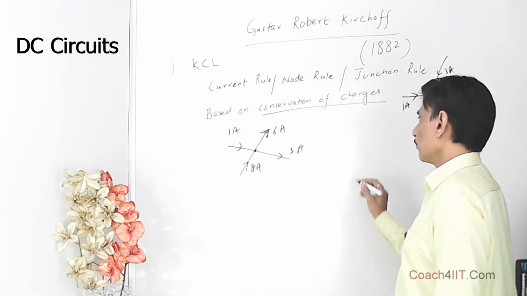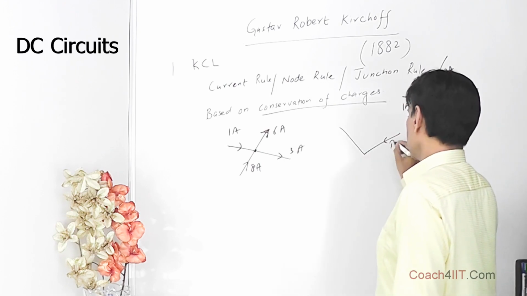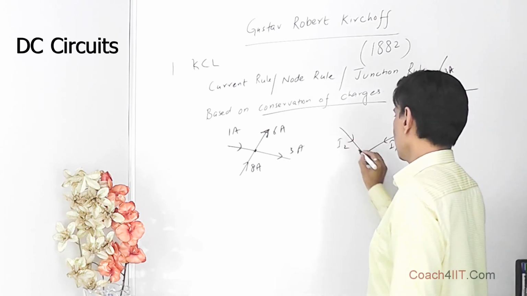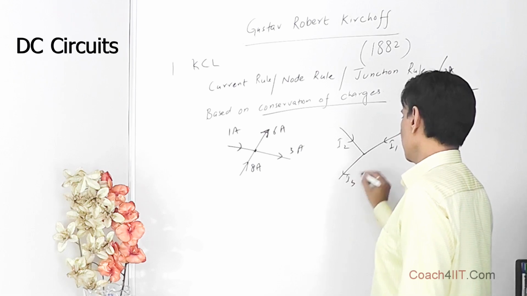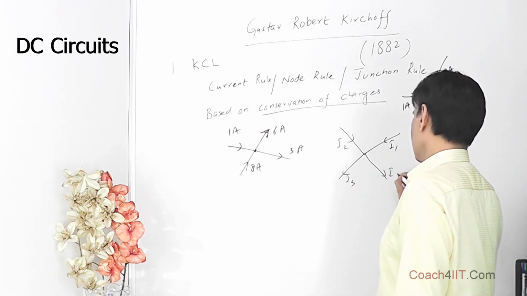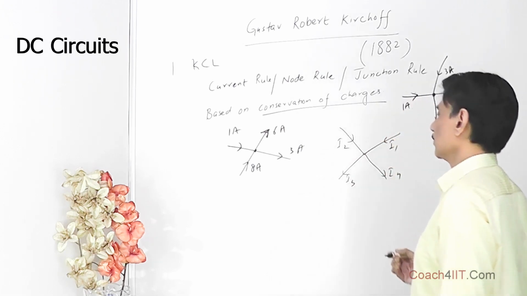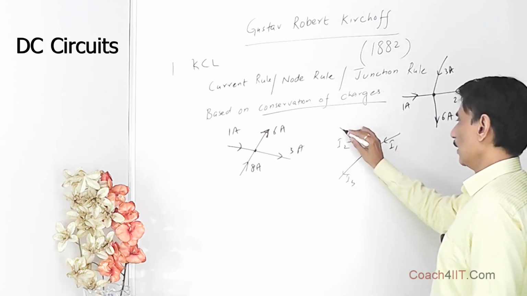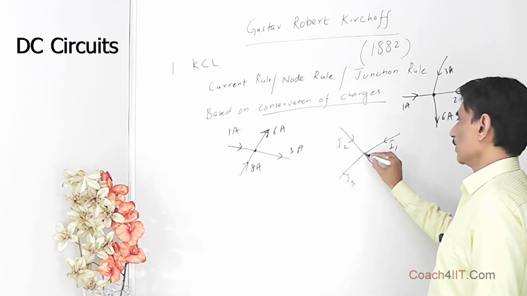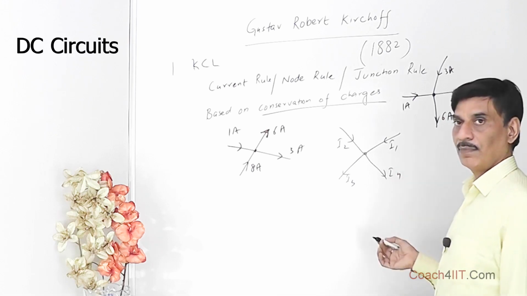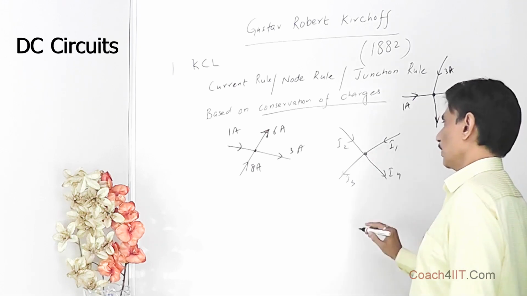The other variation of KCL is, suppose I1 is here, I2 is here, I3 is here, I4 is here. One of the ways to state Kirchhoff current law is to take the currents moving towards the junction as positive and those moving away as negative, on the basis of conservation of charge.